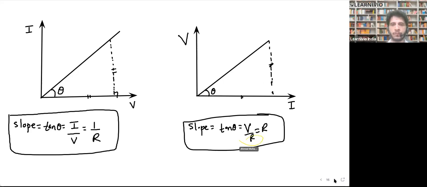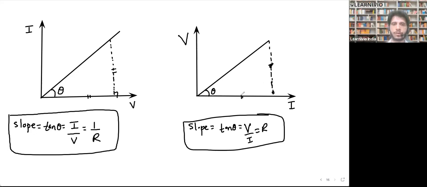So this should be I, right? Yes, it's I. So these two lines are not equal, right? Yeah, they are not equal. They can be of any value, any line. The important thing is this line is parallel to voltage and this line is parallel to current. Okay, sir.